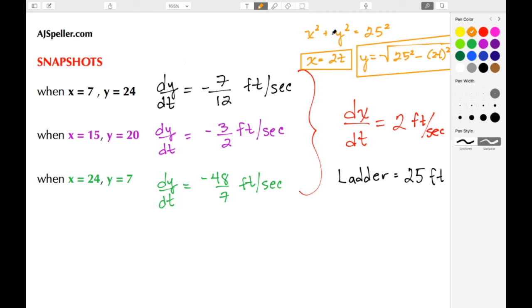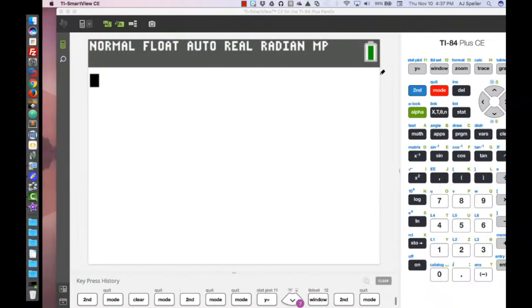And this here is the implicit function that we use to relate to this problem. And when we made it into a parametric equation, these are the values that we used for x and the values that we used for y. All right, so let's go ahead and take a look at the calculator.